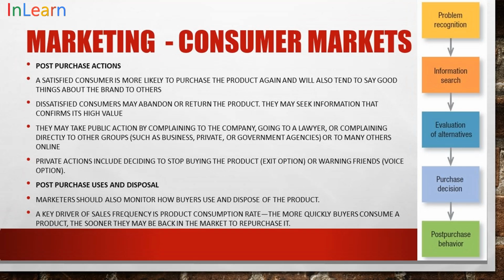Post-purchase actions. A satisfied consumer is more likely to purchase the product again and will also tend to say good things about the brand to others. Dissatisfied consumers may abandon or return the product. They may seek information that confirms its high value. They may take public action by complaining to the company, going to a lawyer, or complaining directly to other groups, such as business, private, or government agencies, or to many others online. Private actions include deciding to stop buying the product, the exit option, or warning friends, the voice option.